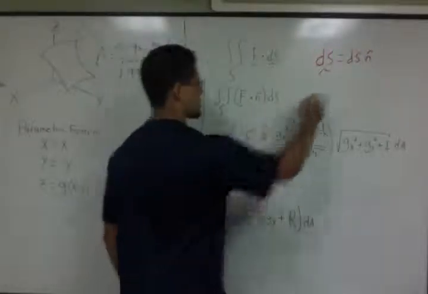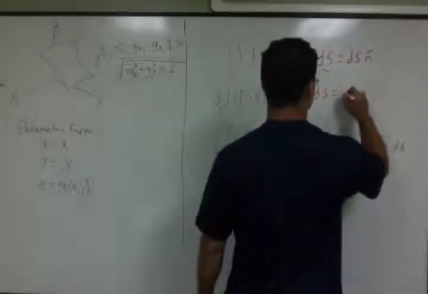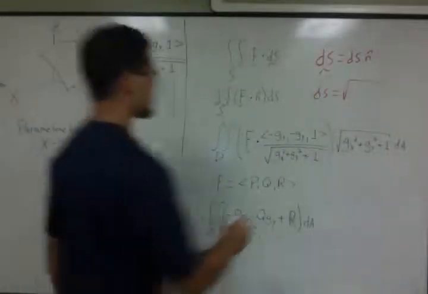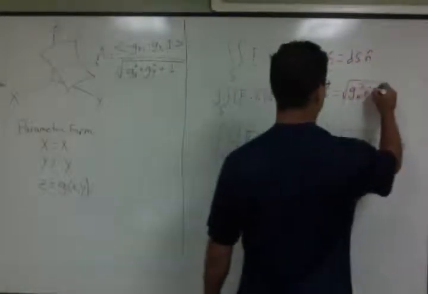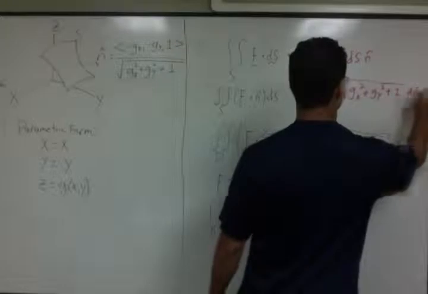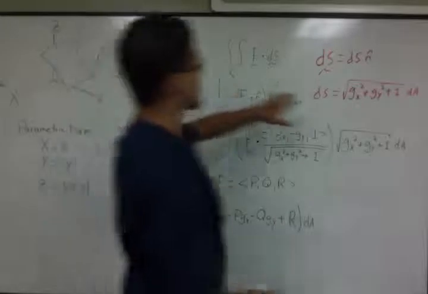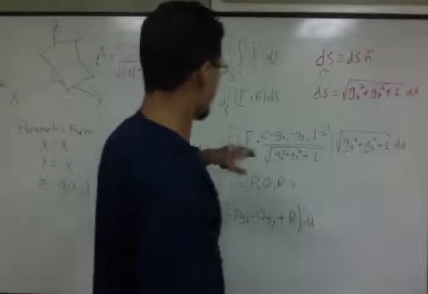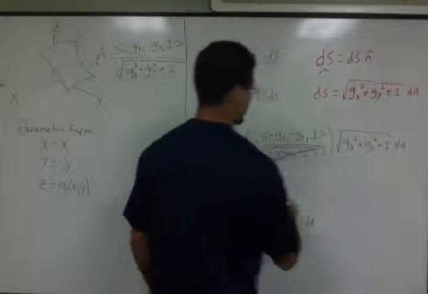remember what ds is. ds is equal to the square root, if the surface is parameterized this way, of dg dx squared plus dg dy squared plus 1, dA. Okay? So now if we substitute this equation for the normal vector and this equation for the magnitude of ds into here, then we get this. Okay. Now as you can see, using more properties of dot products, these cancel out.